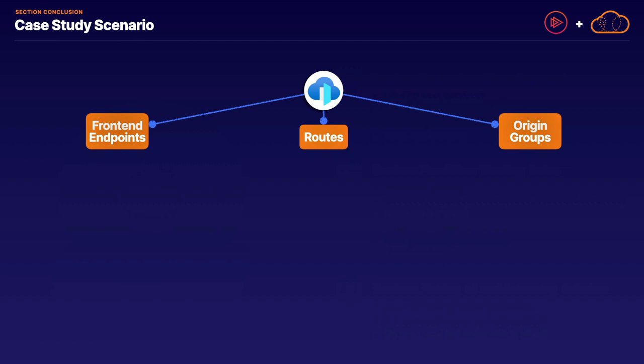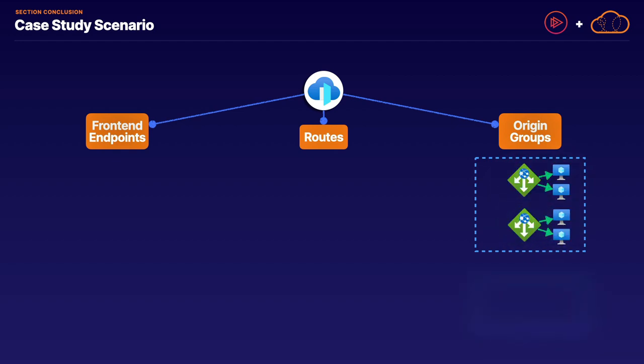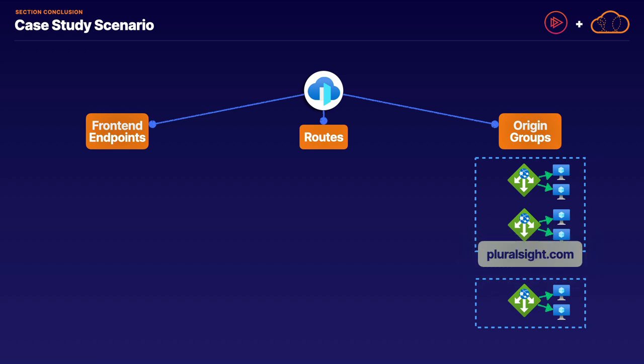Here we have it broken into our front end endpoints, our routes, and our origin groups. So in our origin groups, let's say we have two origin groups. We have one with two application gateways and one with another application gateway, and they both are for different sites, one for pluralsight.com and one for acg.com.